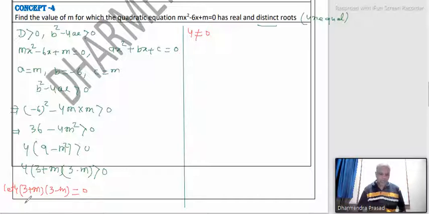So here we can say 3 plus m is equal to 0. We can say m is equal to minus 3. Similarly 3 minus m is equal to 0, so m is equal to 3. We are getting two values of m, one is minus 3 and one is plus 3. But this is the solution for the equation.